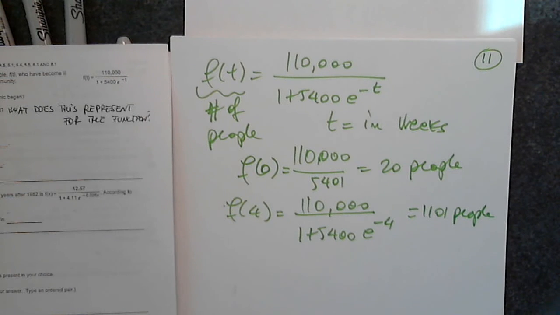Okay, final question. What is the limiting size of the population that becomes ill? In other words, we know what happened at time 0 and at time 4. We would like to know what happens 20 weeks later, 40 weeks later, 50 weeks later, 100 weeks later. This is what we are trying to determine. So let's put in y equals this function.